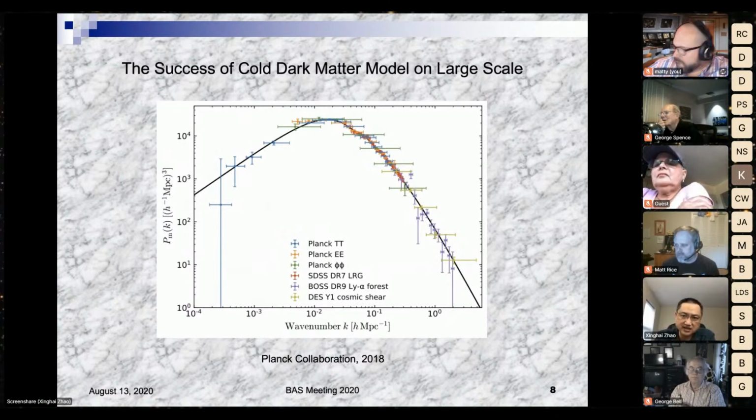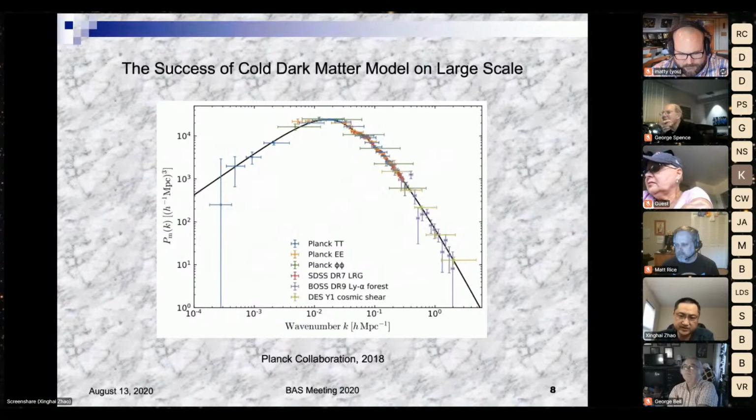Cold dark matter is very successful at producing the observed clustering properties of the universe. This is a power spectrum of the matter in the universe. So what is a power spectrum? It's a measurement of how matter clusters at different scales.